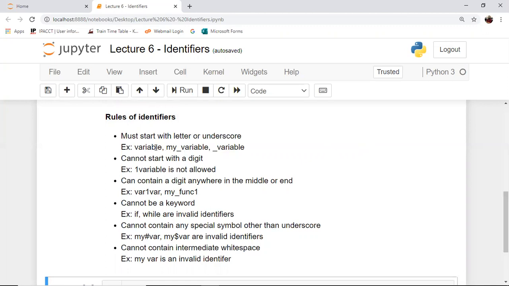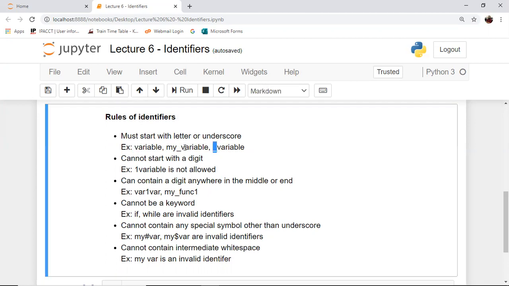The first rule is pretty straightforward, where it states that an identifier must start with a letter or an underscore. In fact, please keep in mind that underscore is the only special symbol that is allowed in an identifier. So as you can see in the three examples, we can have a variable name, or any name for that matter, starting with either a letter or an underscore, and we can also have an underscore anywhere in the middle.